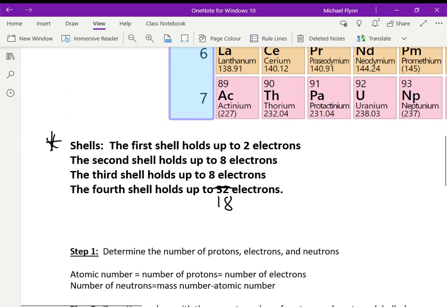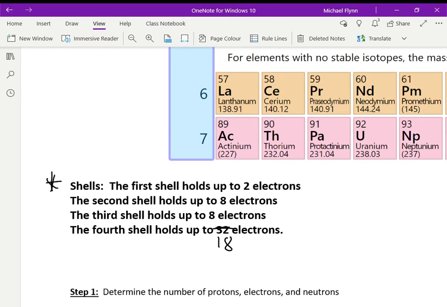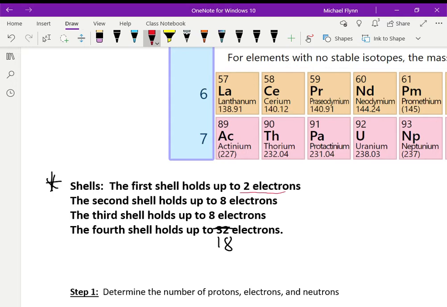Now before you start drawing them, there is a rule. This has to do with the work that Niels Bohr did. The first orbital shell, and you have to memorize this, but I'll show you a trick. It's really easy to memorize. The first orbital shell holds only up to 2 electrons. That's actually really important that you understand this.